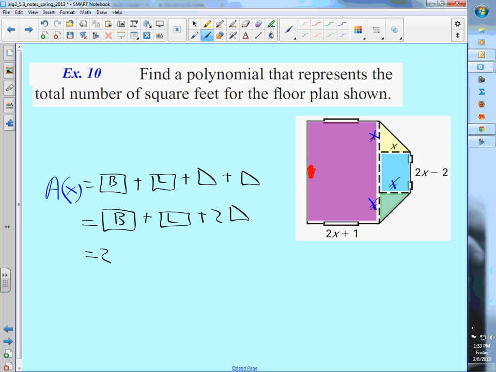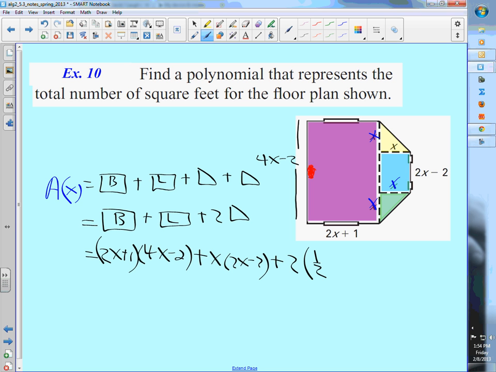So 2x plus 1 times, how long is this side right here? x plus x plus x: 4x minus 2. So from here to here is x plus 2x minus 2, which is 4x minus 2. And then the little rectangle is going to be x times 2x minus 2. And the triangles are 1/2 x times x, or x squared.